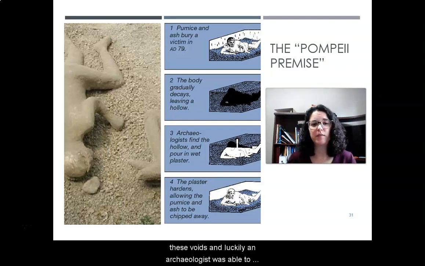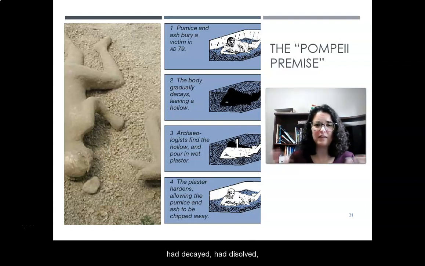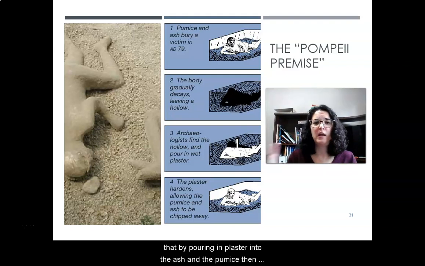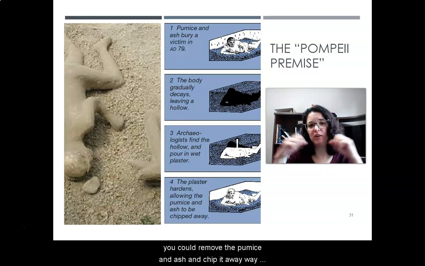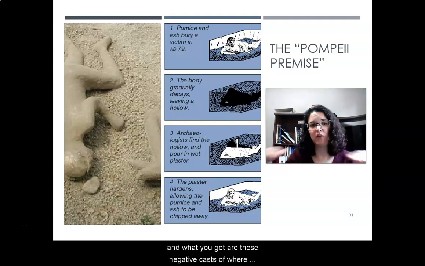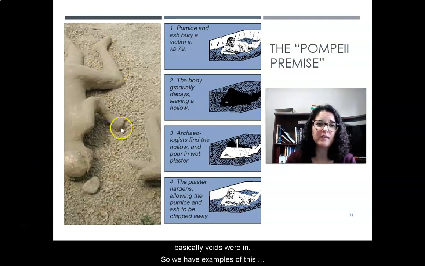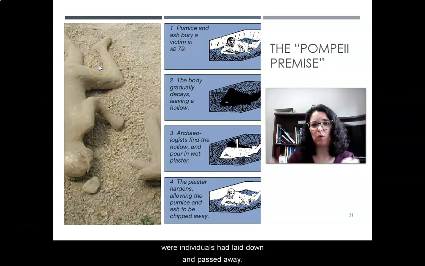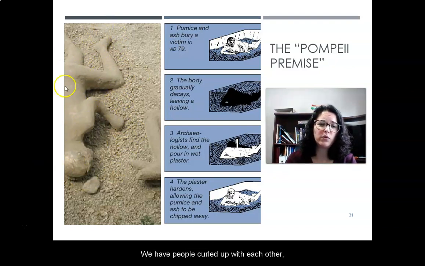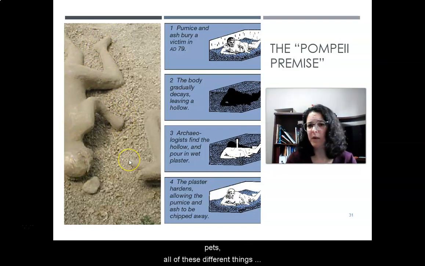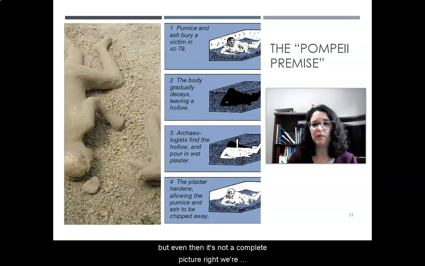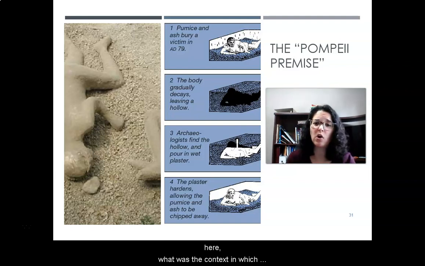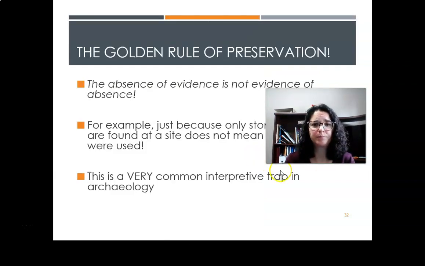And luckily, an archaeologist was able to figure out that the hollows that were left in the ash after the organic materials had basically broken down, had decayed, had dissolved, by pouring plaster into the ash and the pumice, then you could remove the pumice, or the ash, chip it away, and what you get are these negative casts then of where basically voids were. And so we have examples of this where individuals had lain down and passed away. We have people curled up with each other, pets, all of these different things. But even then, it's not a complete picture, right? We're still having to interpret, well, why was this individual laying here? What was the context under which they found themselves here?